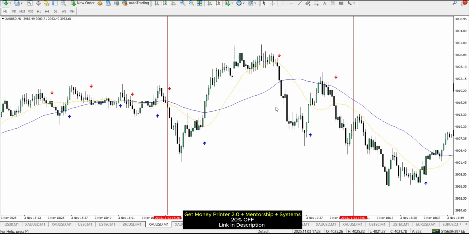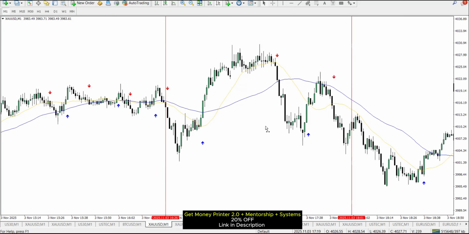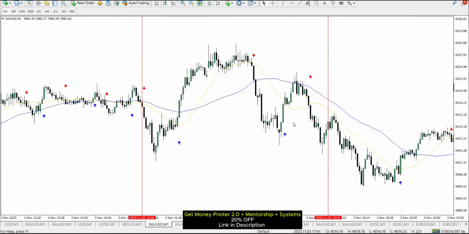Now, this trade, on the other hand, you don't take it because it didn't close or break out of the moving averages. So I would ignore that trade. Now, this one I would ignore because price is also right in between the moving averages. Now, this one would be a valid trade, okay?